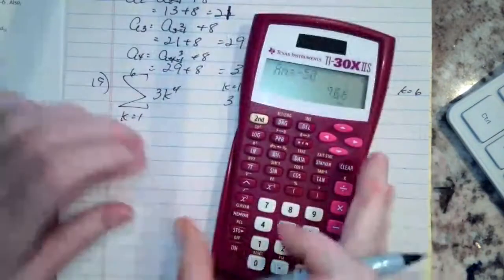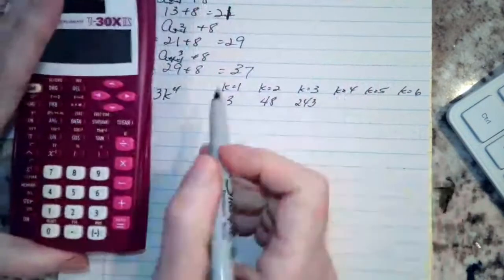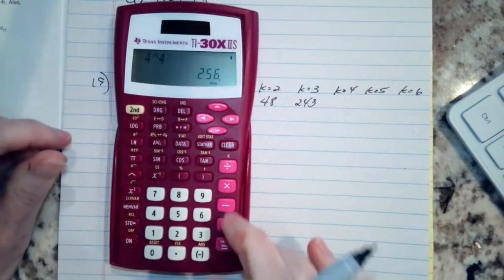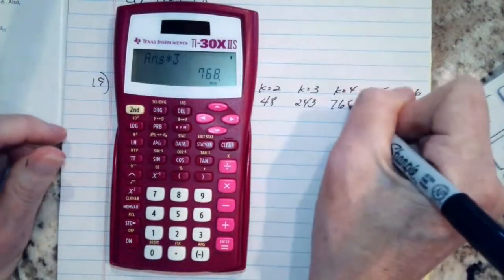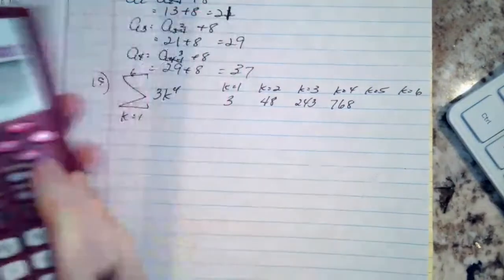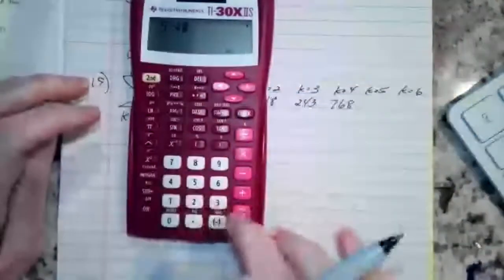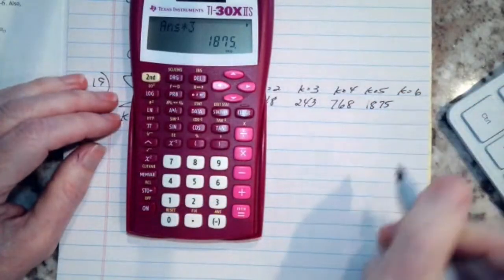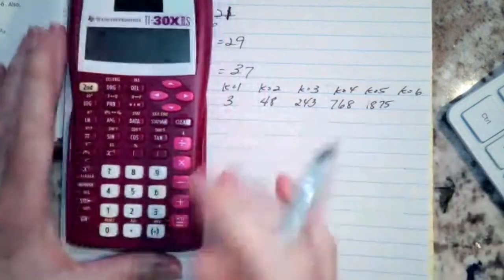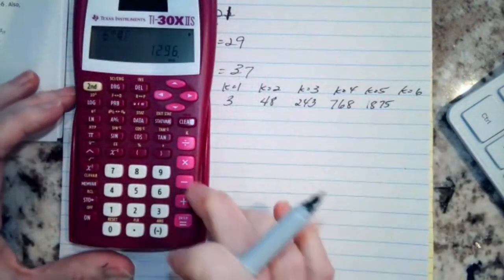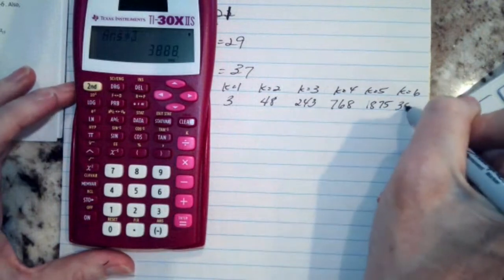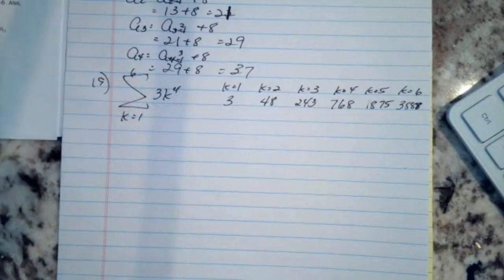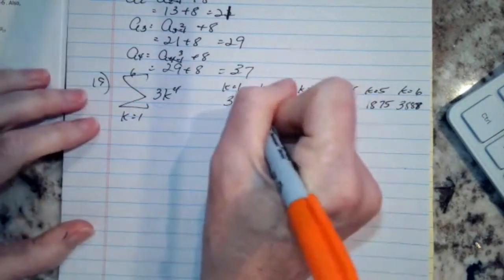Next time around, k is a 4, so we're doing 4 to the 4th power. 4 to the 4th power equals 256, and then times 3, so we're getting 768. Then plug in a 5. 5 to the 4th power equals 625, times 3 is 1875. And then 6. 6 to the 4th power is 1296, times 3 is 3888. This sigma, Greek symbol, says to add all these together.